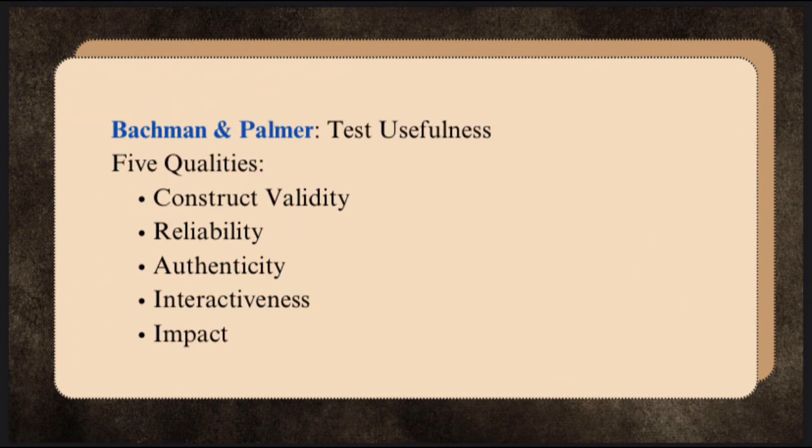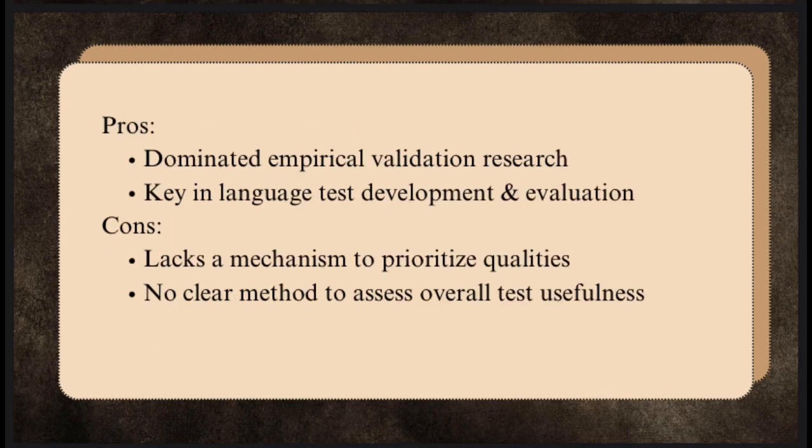Bachman and Palmer introduced test usefulness, defining five key qualities, which are construct validity, reliability, authenticity, interactiveness, and impact. The framework became essential in language test development, but it lacks a clear way to prioritize these qualities or assess overall test usefulness.